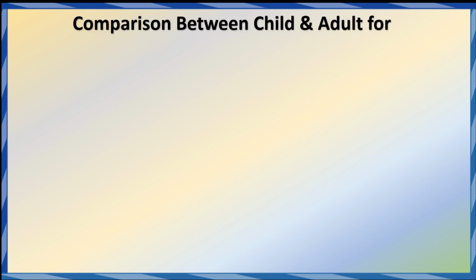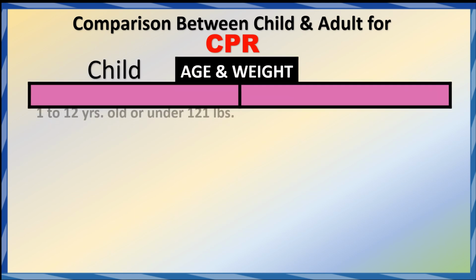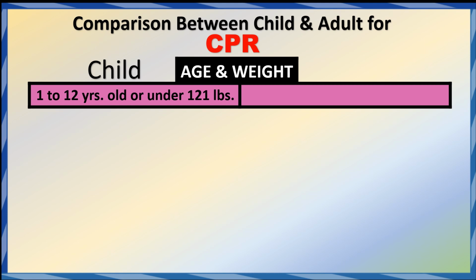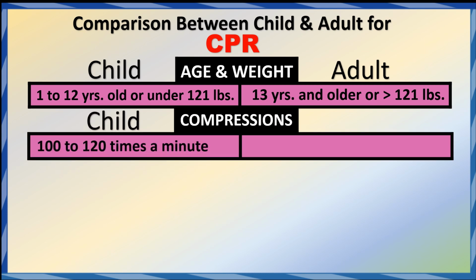Comparison between child and adult for CPR. Age and weight. For the child, 1 to 12 years old or under 121 pounds. For the adult, 13 years and older or greater than 121 pounds. Compressions. For the child, 100 to 120 times a minute. For the adult, 100 to 120 times a minute.